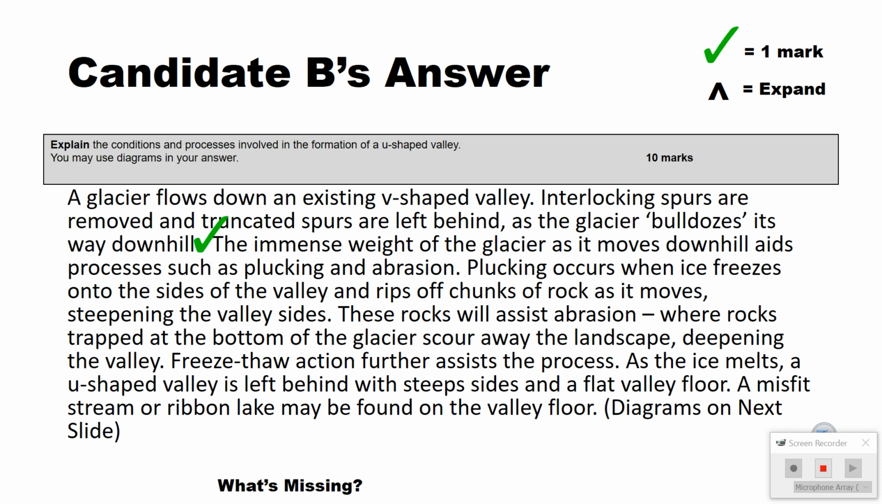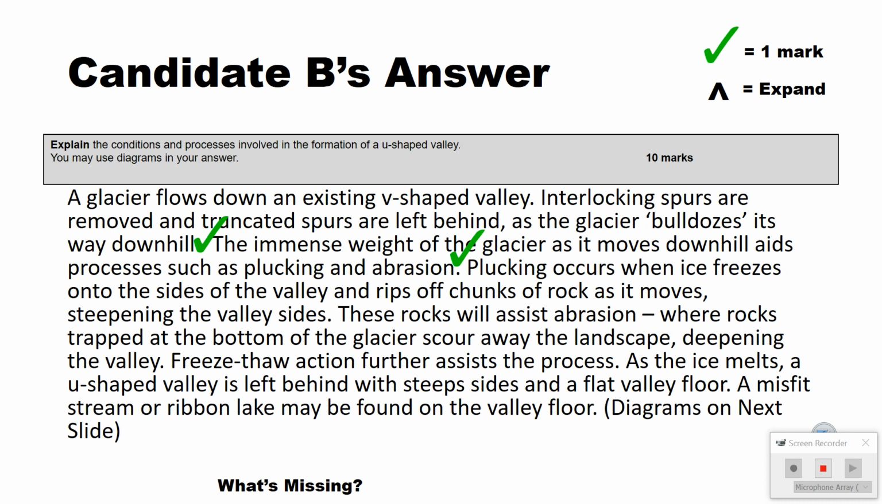More about the truncated spurs and that explanation. I'd always start your answer off with, you start with a V-shaped valley. But that's clear from your diagrams if you do the diagrams. So make sure you've got those, and that saves you writing that. The immense weight of the glacier as it moves downhill aids processes such as plucking and abrasion. They haven't talked about how it moves downhill, but they have mentioned 2 processes, so they get a mark, even though they've not explained them yet.